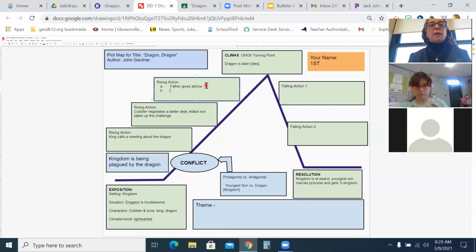Then B, two older brothers, what happens to them? Get swallowed. The dragon. They don't listen to the father. Right, the two older brothers don't take the advice and die. Or we think they're dead.